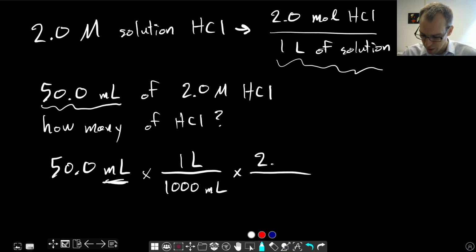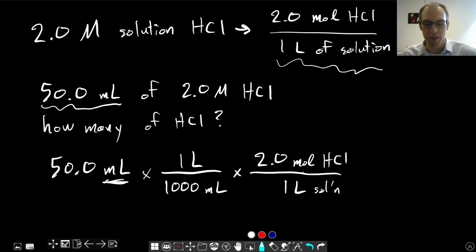Now we can use our molarity, 2.0 moles of HCl per liter of solution, and we measured 50 milliliters of our solution. We say we have that much, and we can go ahead and calculate this. One nice thing here is we don't ever need to calculate the molar mass to be able to find the number of moles of HCl. I realize I didn't put that properly in the question here, but how many moles of HCl? Whereas when we're using masses, we need the molar mass to be able to get to moles.